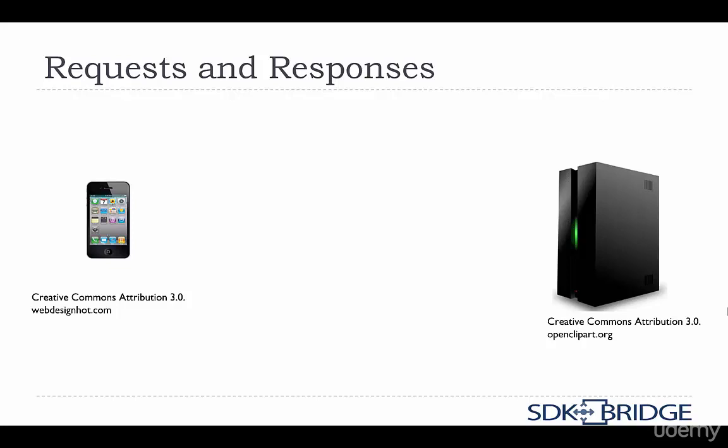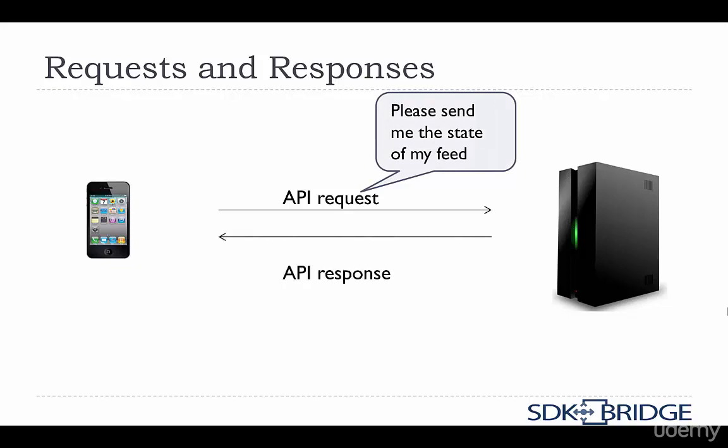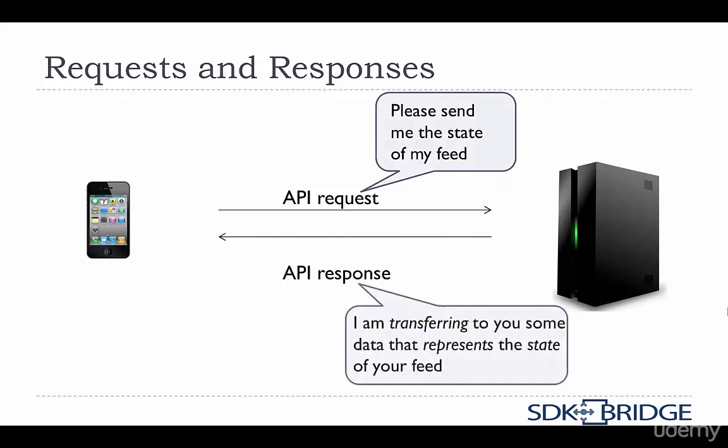Now, web APIs consist of requests and responses. The client device with your Facebook app will send a request to the Facebook server, requesting, "Please send me the state of my feed." The server responds with the information, saying, "I am transferring to you some data that represents the state of your feed." That's what's meant by representational state transfer. I'll explain more of this in detail in the next lecture.